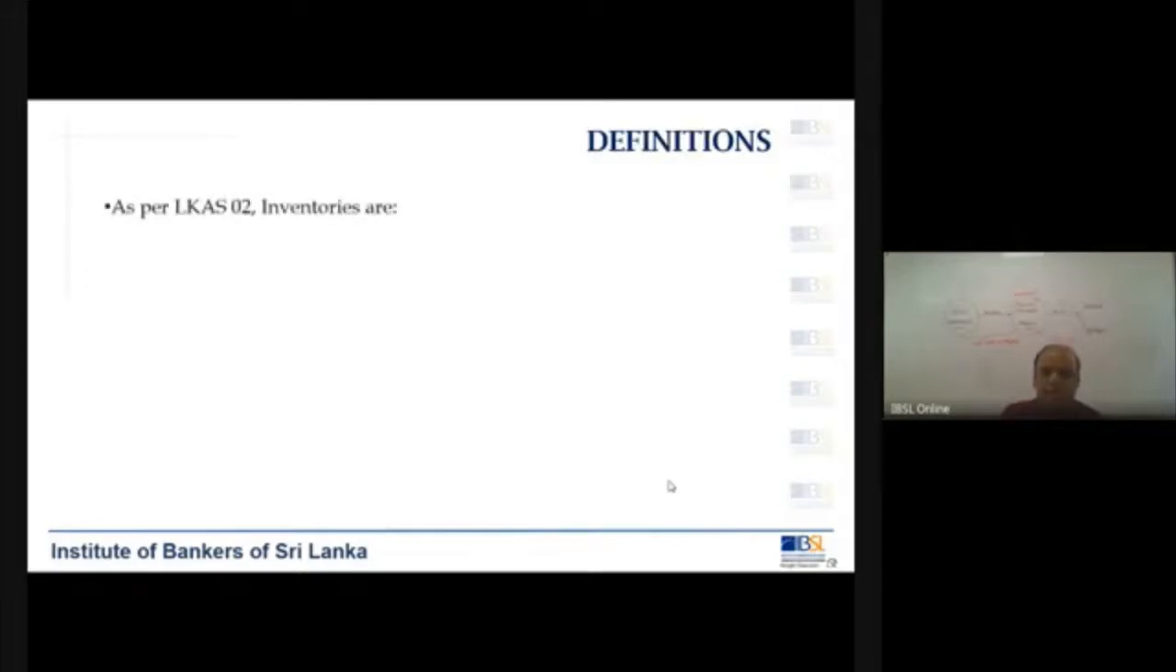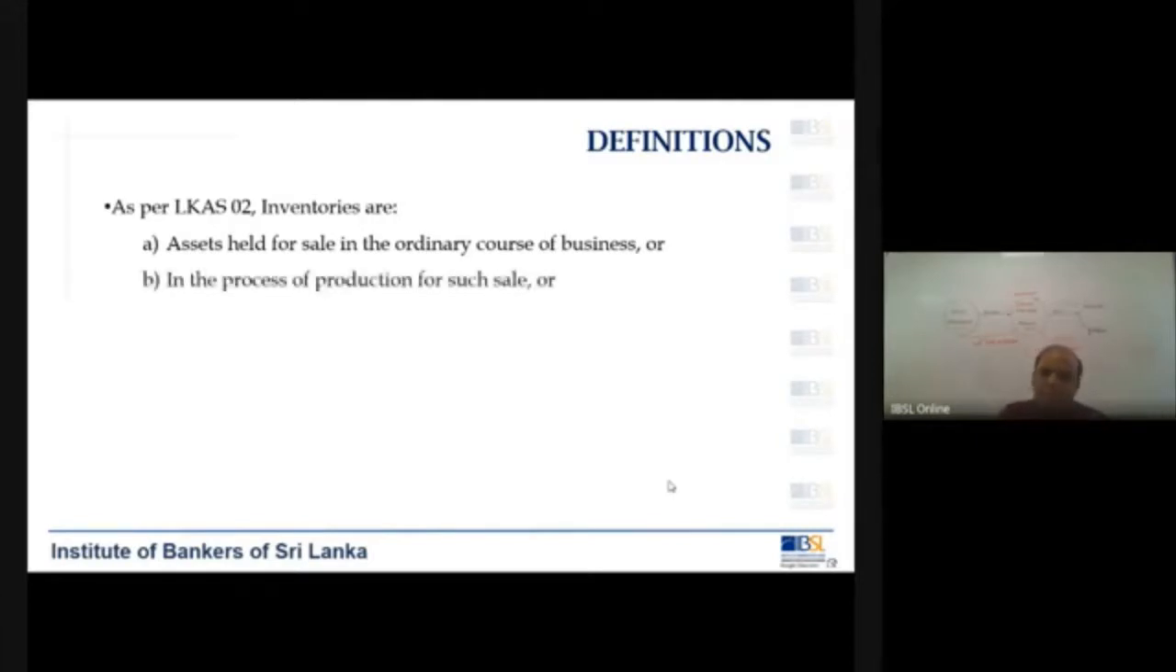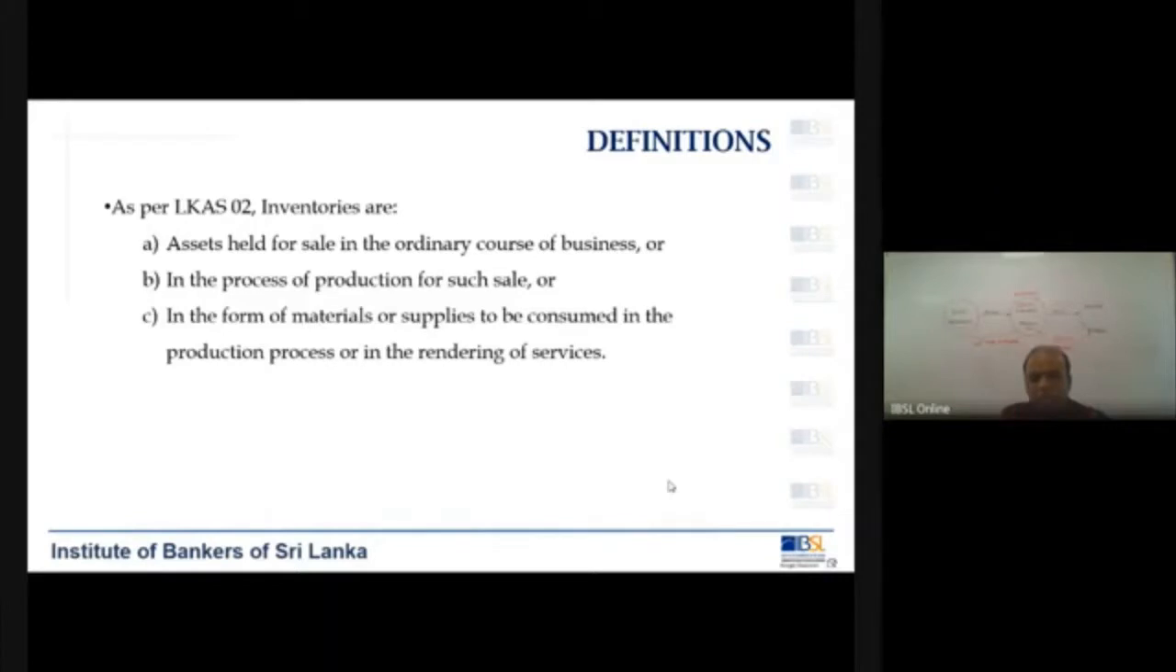Definition. As per LKS 2, inventories are assets held for sale in the ordinary course of business. That is what we saw on the board. Because you are holding something in stock and subsequently you will sell it. That is your business. In the process of production for such sale, that is the work in progress I told you. You might have some raw materials for the production. That is also your stock, in the form of materials or supplies to be consumed in the production process or in the rendering of services.